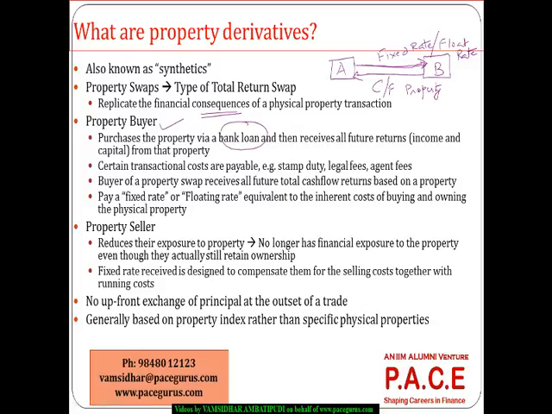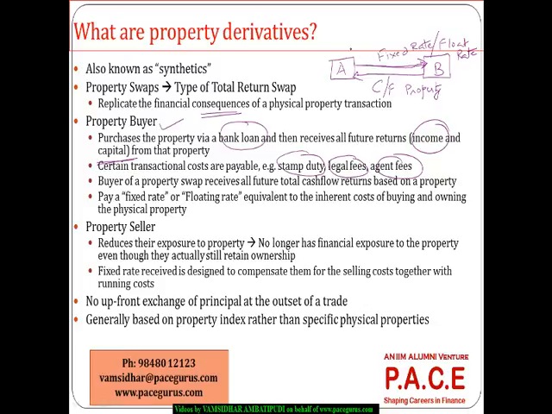But at the same time, the property belongs to me. So I get all the income and capital that is there on that property. Right? If I want to rent, I can rent it. I can use it for any source of income. And I can even sell it and create a capital gain out of it. But at the same time, apart from the bank loan, I have to pay stamp duty, legal fees, agent fees, and all other costs that are incurred. So the same logic goes in the case of a property swap.